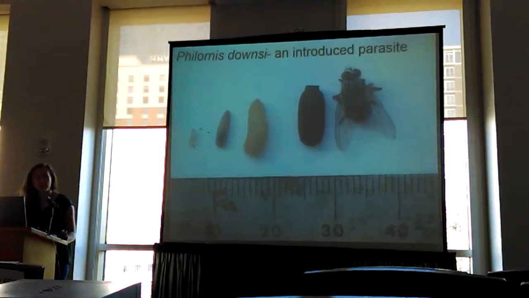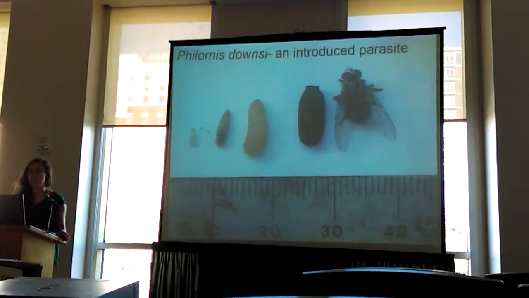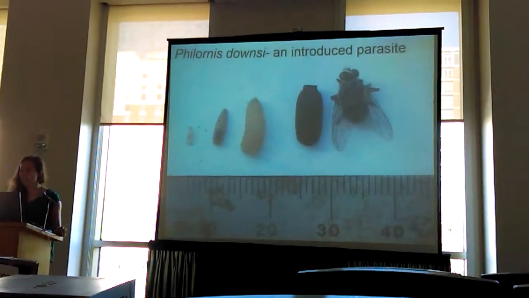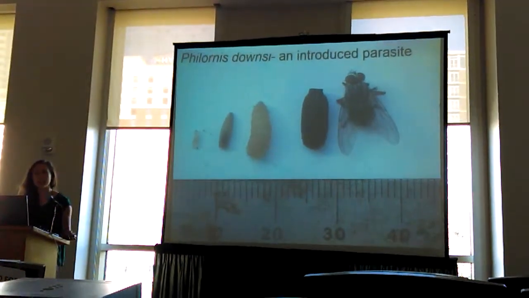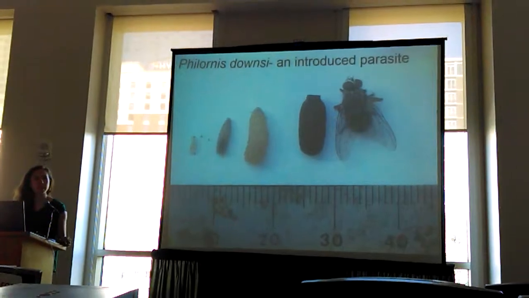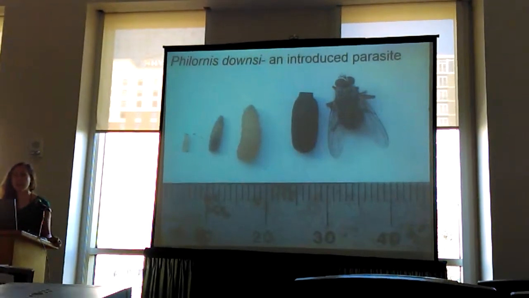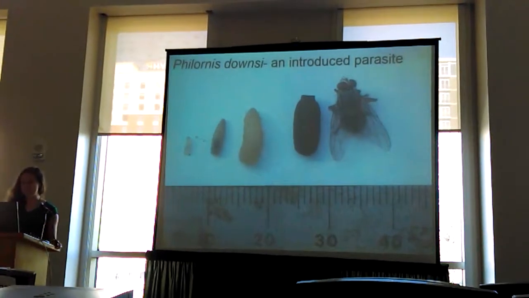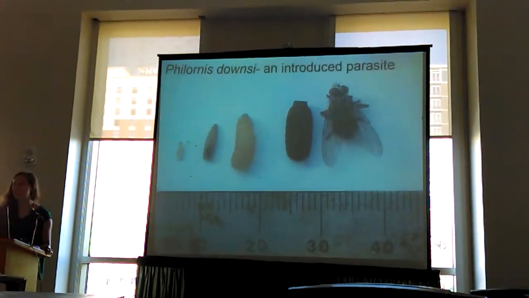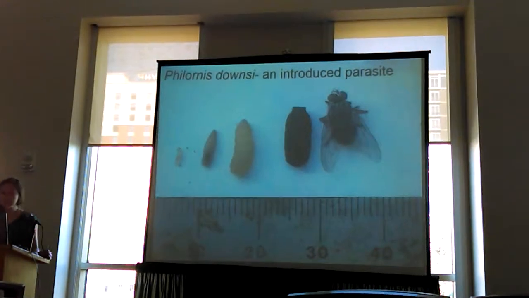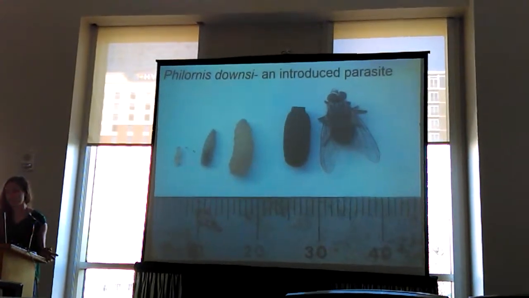The parasite in question is Philornis downsii, which is an introduced parasitic nest fly in the Galapagos. The adult flies are not parasitic, but they lay their eggs in the nests of birds, and the three larval instars that you see on the left side feed on nestling birds and their mothers before pupating in the nest, and then emerging as adult flies.